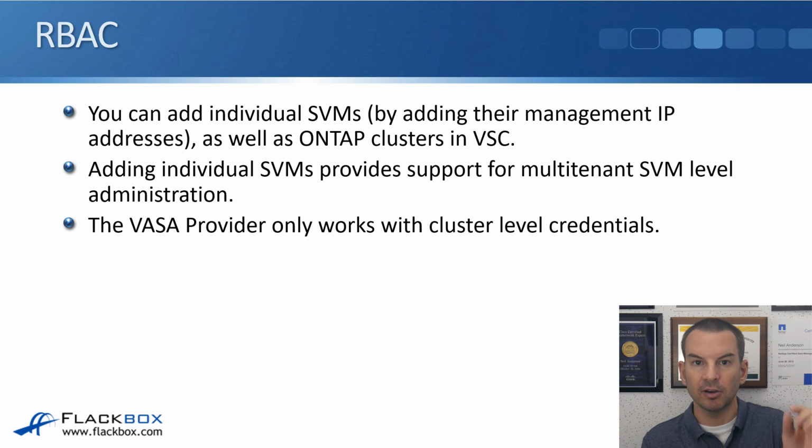So we had our cluster 2 cluster, and in there we had the NAS SVM and also the SAN SVM as well. If I add it at the cluster level by adding the cluster management IP address, then VSC will see all of the SVMs. It will see both the NAS and the SAN SVMs in our example. But I could also add the SAN SVM itself by its management address, and then it's only going to see the SAN SVM. It's not going to see the NAS SVM. And adding individual SVMs rather than at the cluster level provides support for multi-tenant SVM level administration.